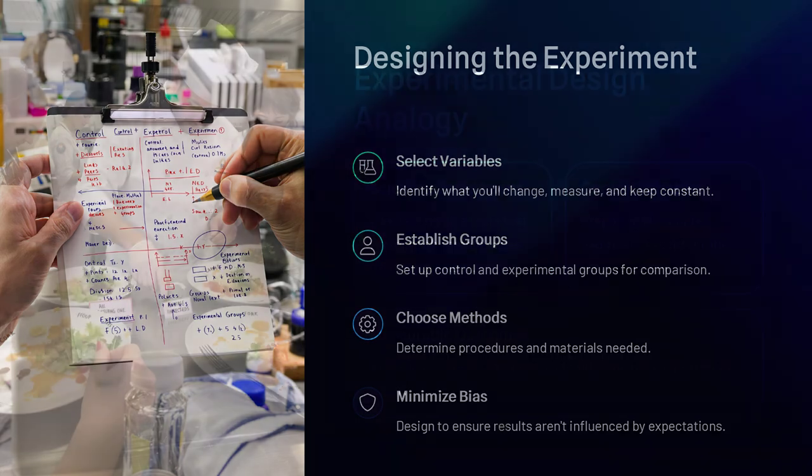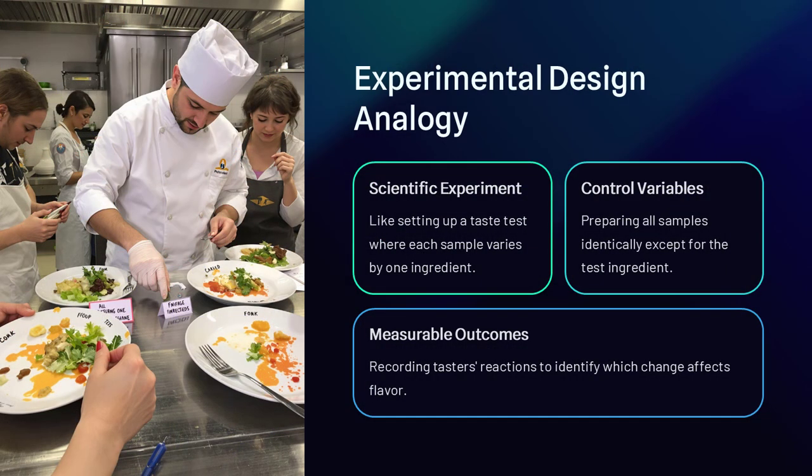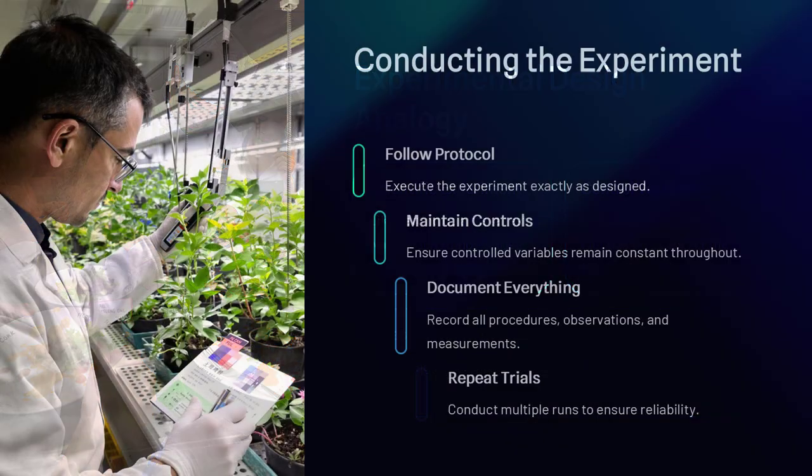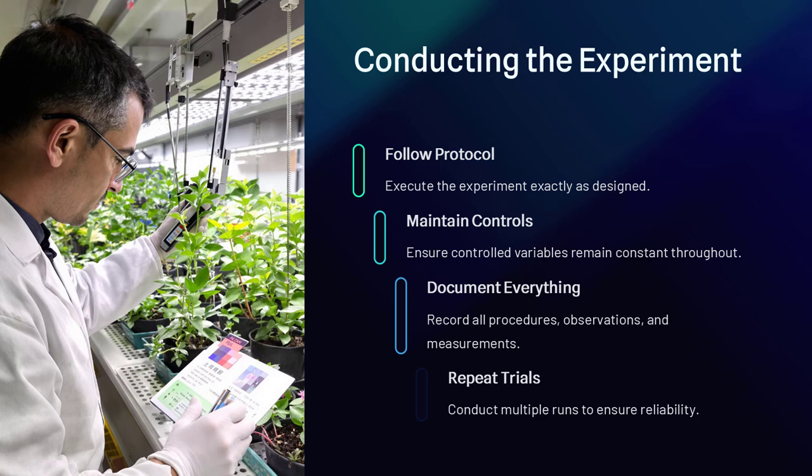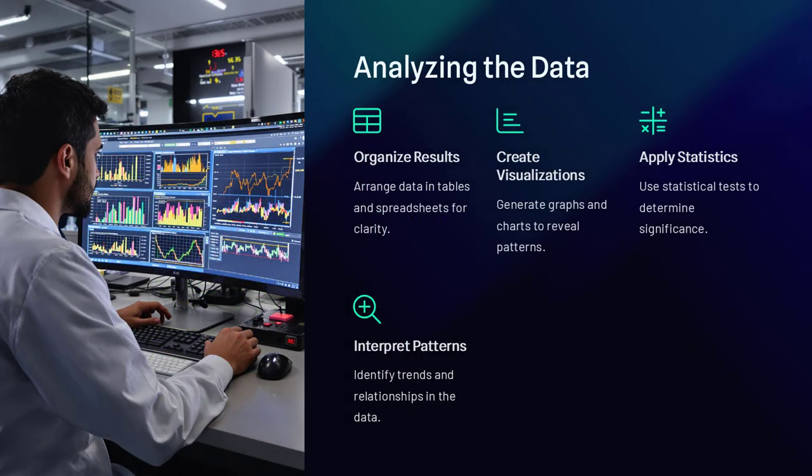Then comes data collection and analysis. You measure how much mold appears, how fast it grows, maybe even what type it is. You take notes, photographs, or samples, and after gathering your results, you analyze them. Did the warmer cupboard lead to faster mold growth? Do the numbers support your hypothesis? This leads you to your conclusion.